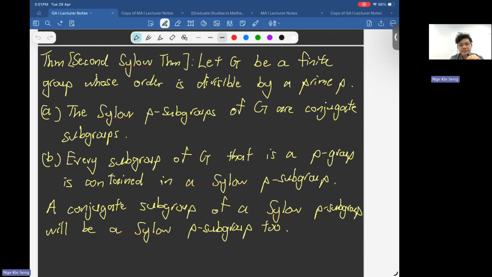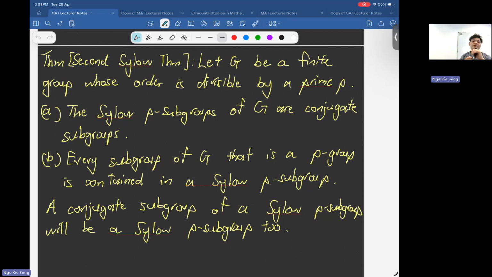Is it? No way. Don't think so. A is a similar difficulty as the last one. You mean you start with a Sylow P subgroup, right? Then you try to conjugate it.